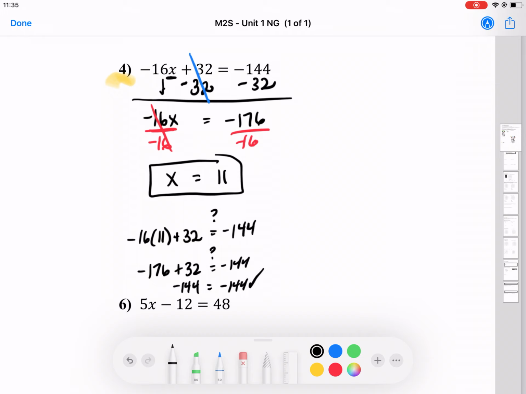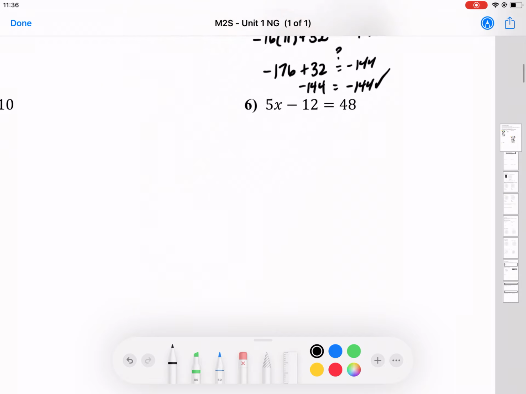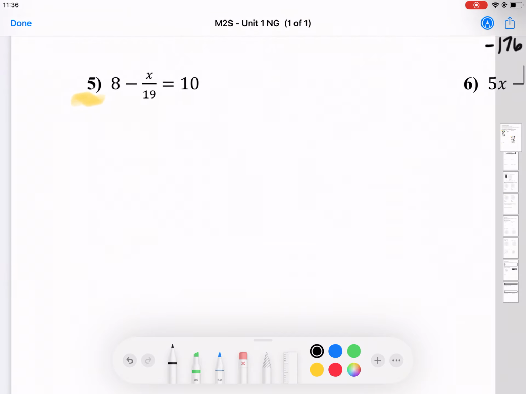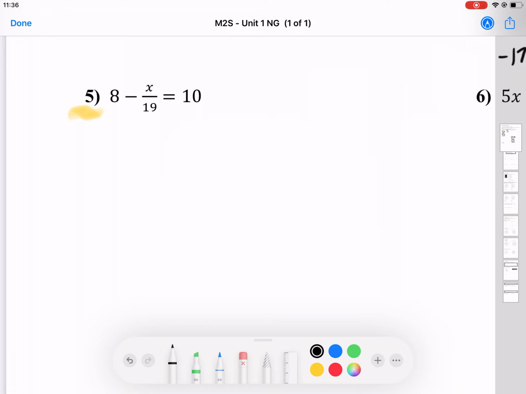Let's do one more in this video. So I'm going to skip over to number 5. This one's written a little different. It looks different, but the same principle applies. So I am going to move everything away from the term that has the x. So that's this term, and that term includes this little negative in front. So we need to move the 8. In front of the 8 is a +8, so we're going to subtract 8 from both sides.